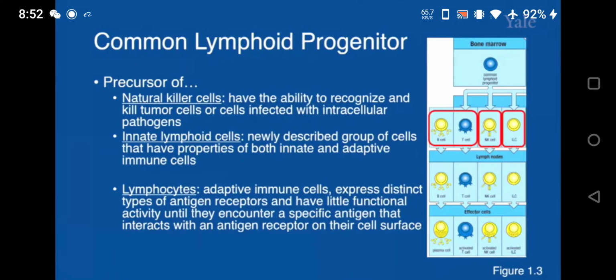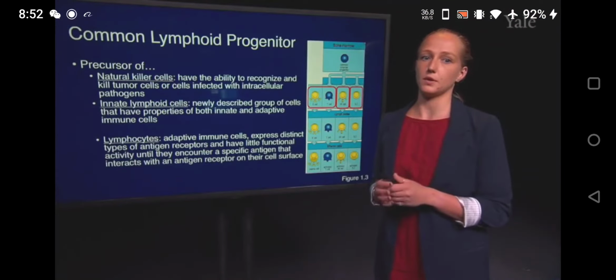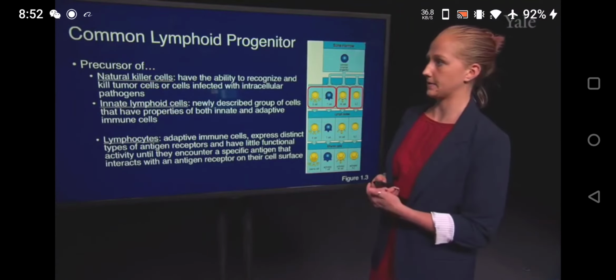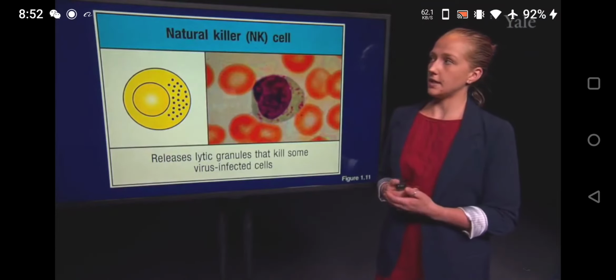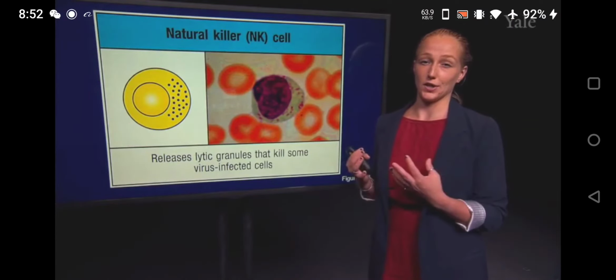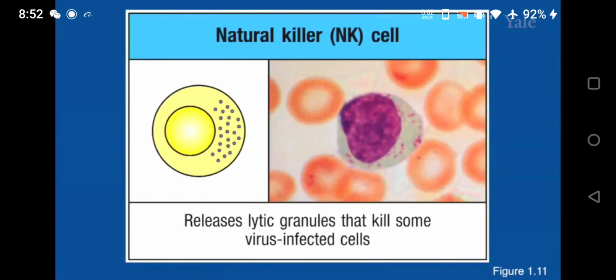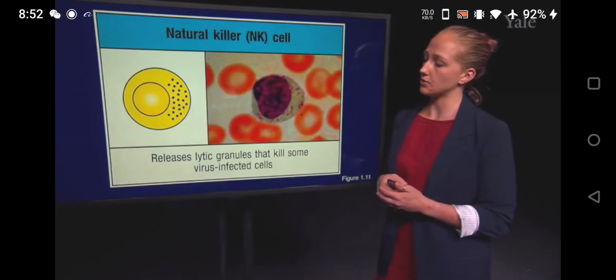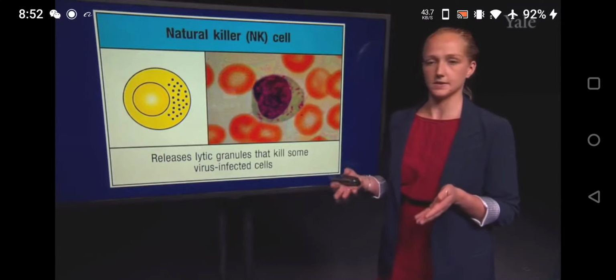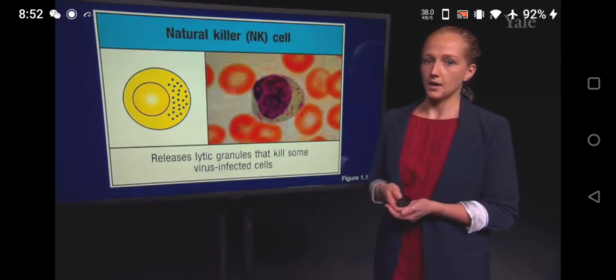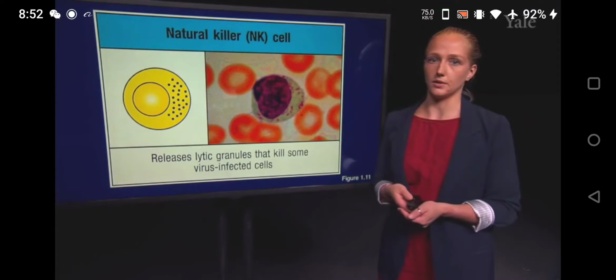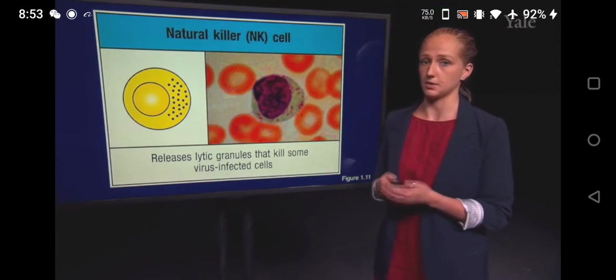So before we jump into lymphocytes, let's go through the natural killer and ILC cells. Our natural killer cells are very large lymphocyte-like cells that have very distinct granular cytoplasms, and they were actually recognized because they are able to directly kill tumor cells or virally infected cells. These cells will release lytic granules that kill virus-infected cells, and they play a very important role in the early immune response, the innate immune response.